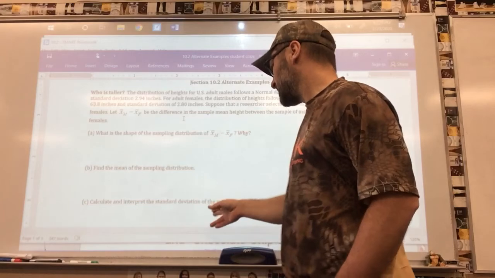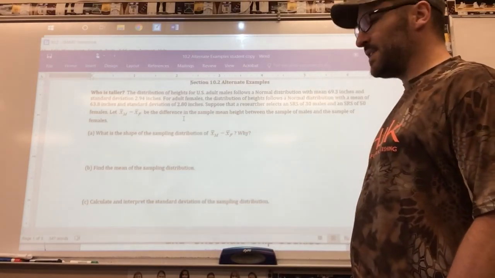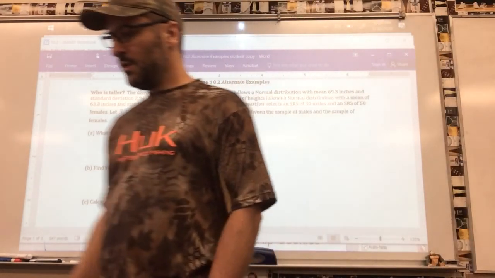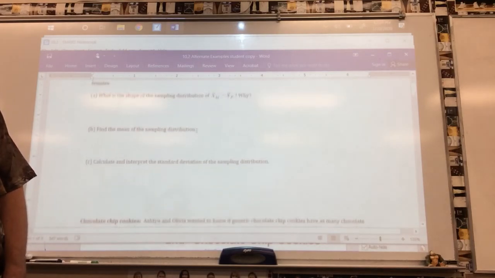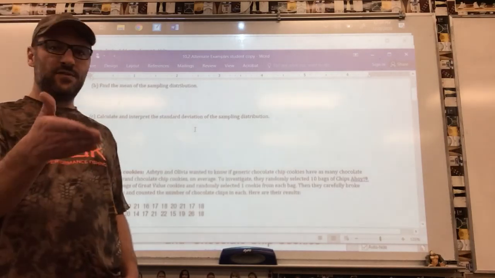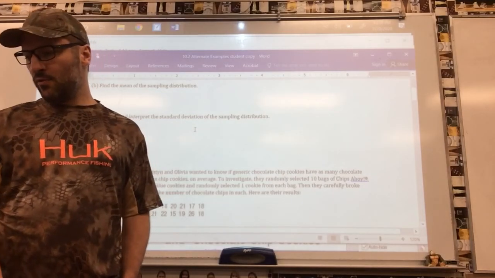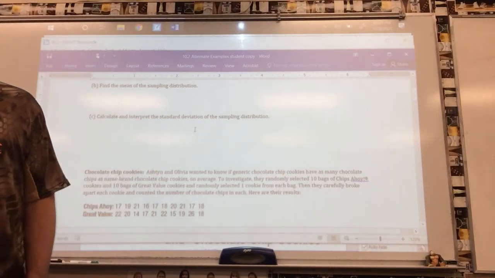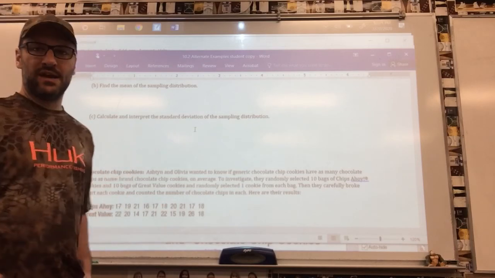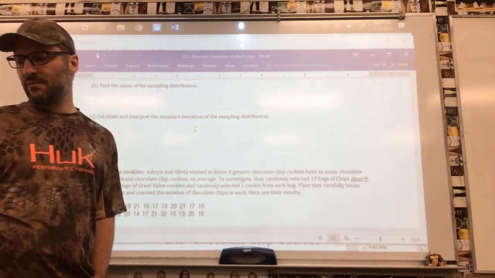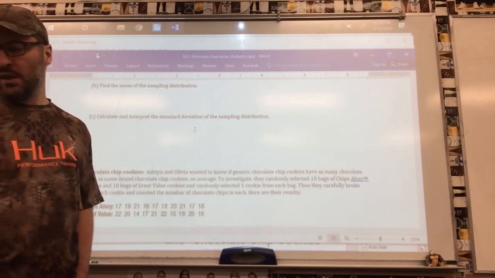And the last part, calculate and interpret the standard deviation of the sampling distribution. Well, in order to do this, we have to have it fit the rule. And the rule was that we have to have less than 10% of the population, and I'm pretty sure 30 and 50 are less than 10% of the population, so it does fit the rule.